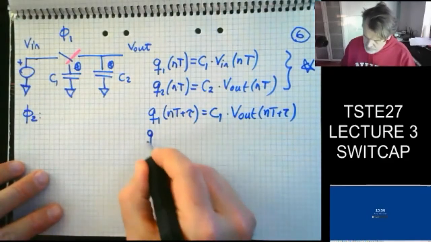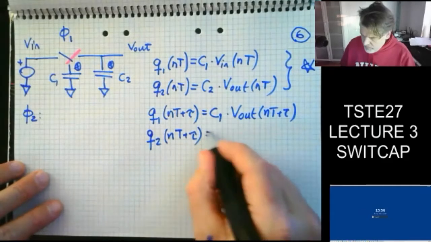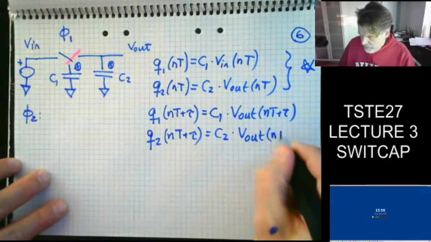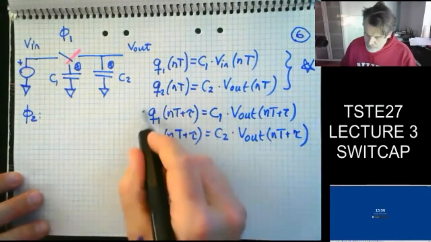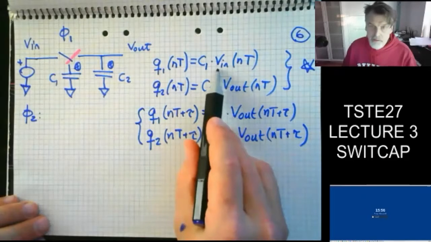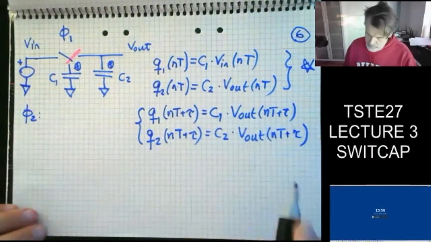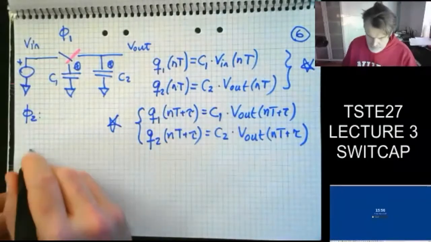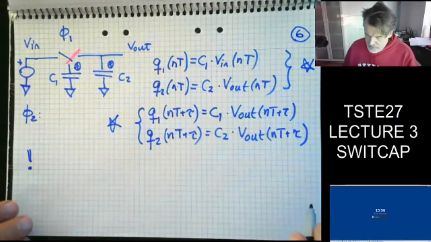And then I also do the very same observation. Q2 of nT plus tau is equal to C2 times V out of nT plus tau. So that's pure observations. So now we see that something happened here. I had V in here before on C1, and now I have V out instead. And then, observation, and then we do charge preservation analysis.